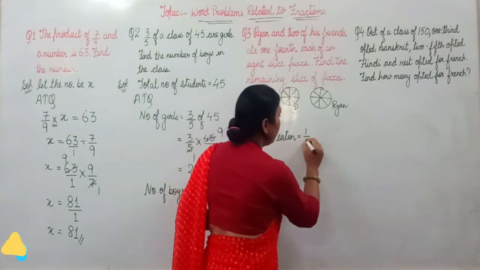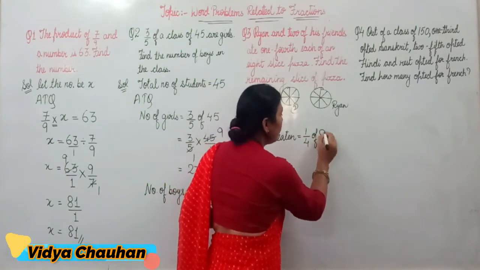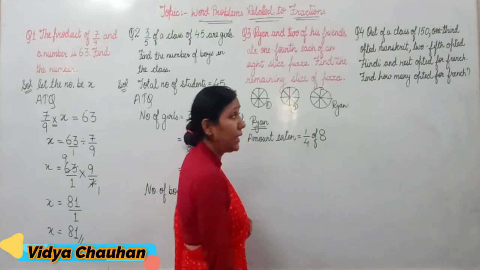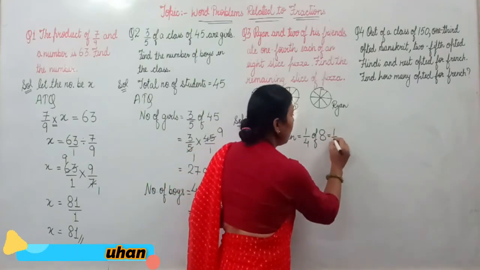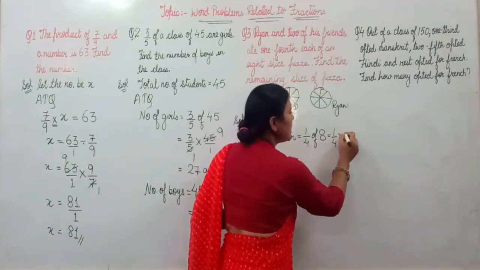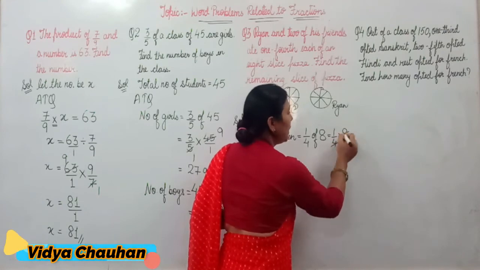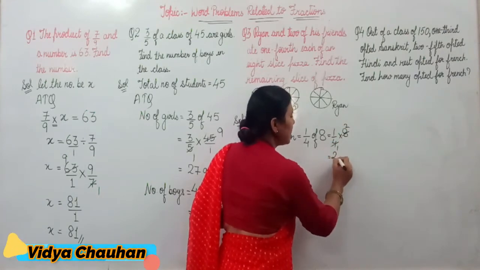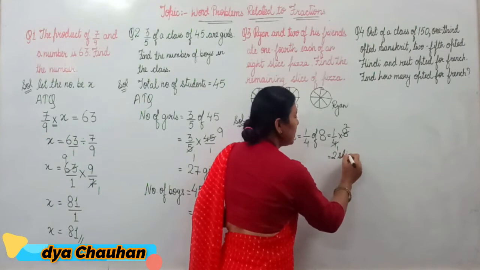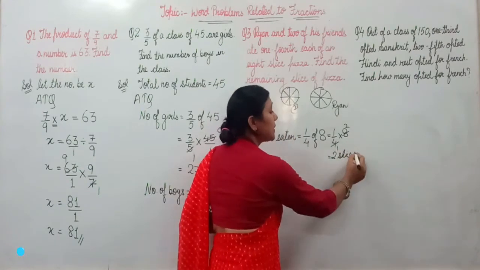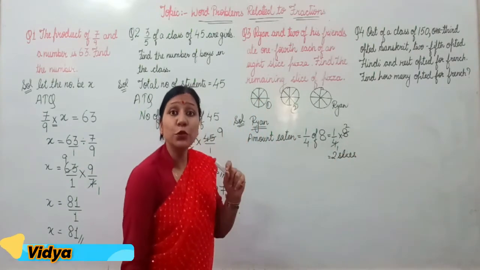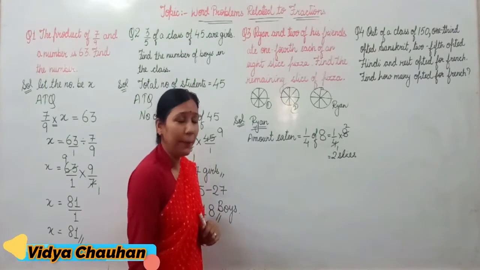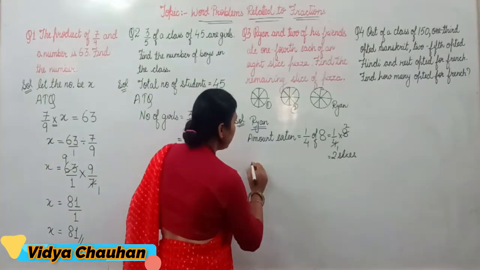That is 1/4 of the total number of slices, which is 8. So it will be 1/4 multiplied by 8. 4 1 times, 4 2 times. That means Rayan has eaten up 2 slices of pizza. How much? 2 slices of pizza. Okay? Then, the first friend.